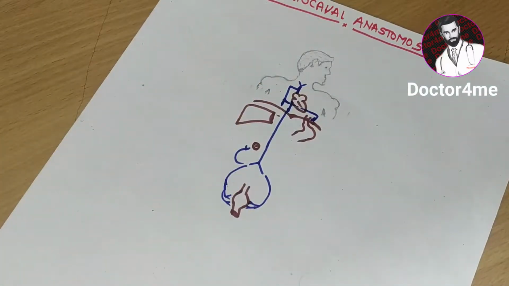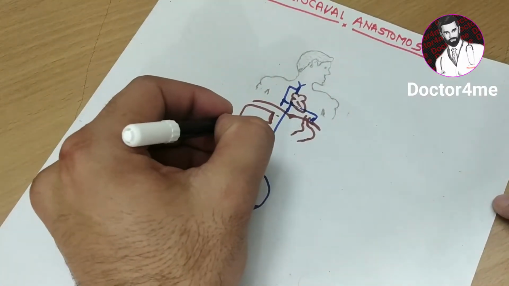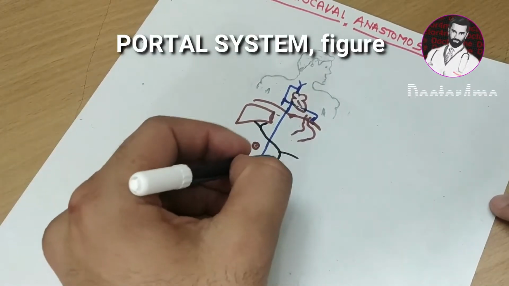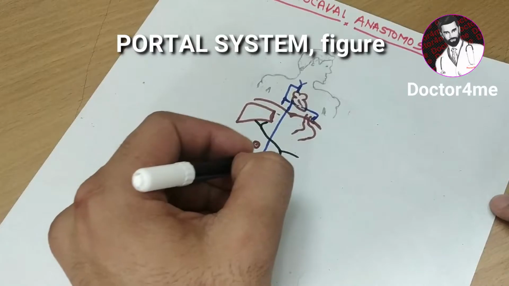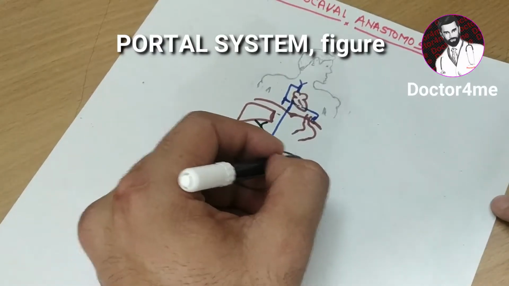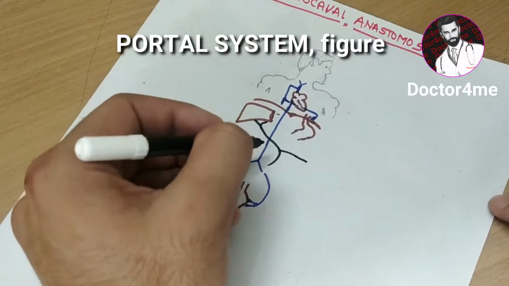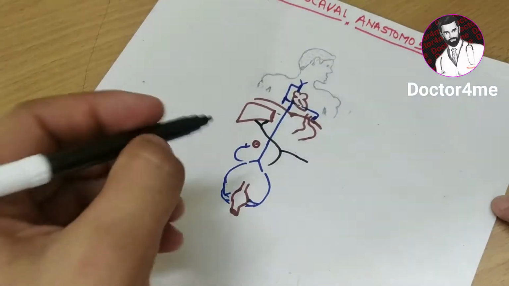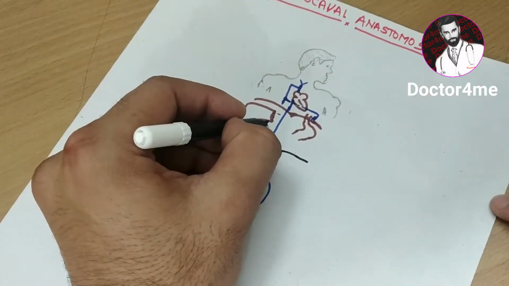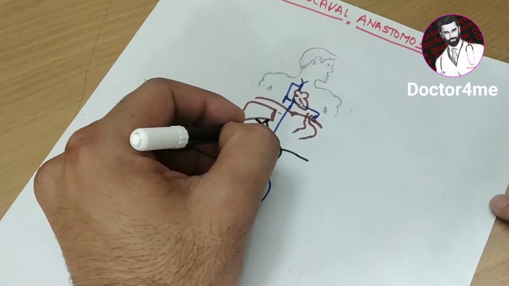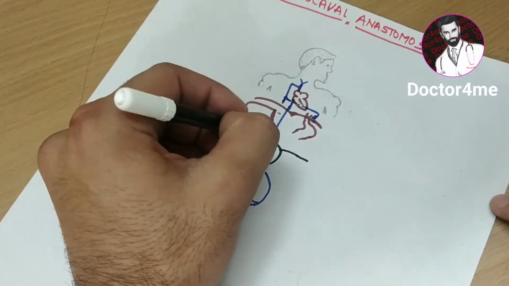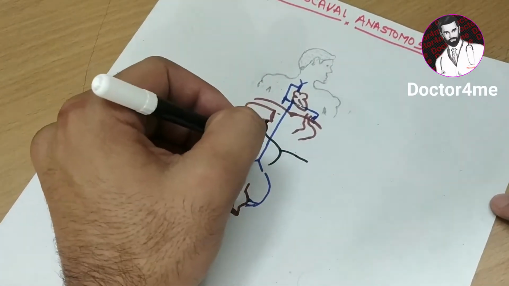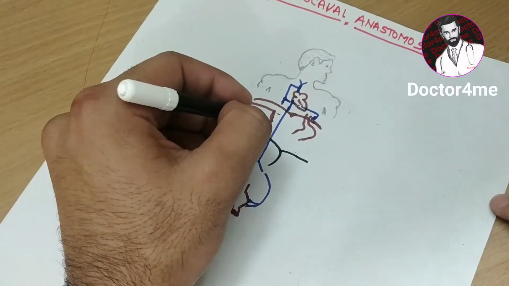Now we will try to make the portal system. This is the superior mesenteric vein and this is the splenic vein, which combine to form the portal vein, and the portal vein will give a left branch and a right branch. Here, on the left portal branch, this is the paraumbilical vein that originates from the umbilicus, and it will drain to the left branch of the portal vein.